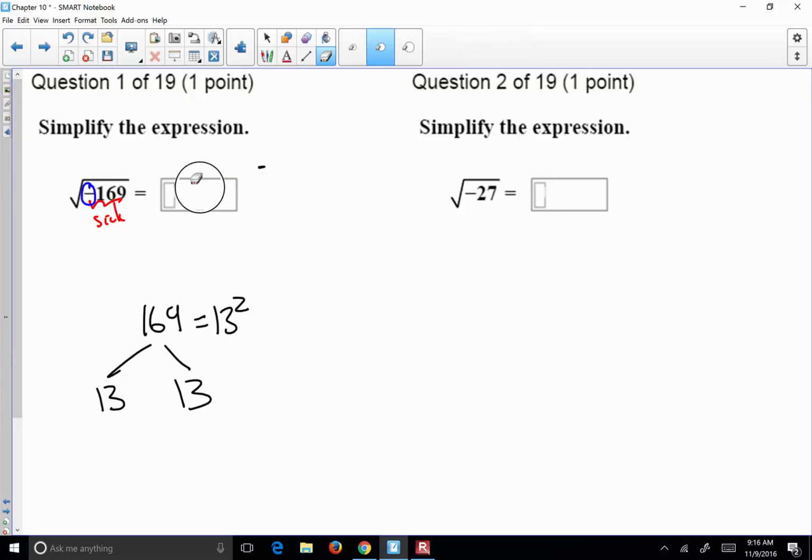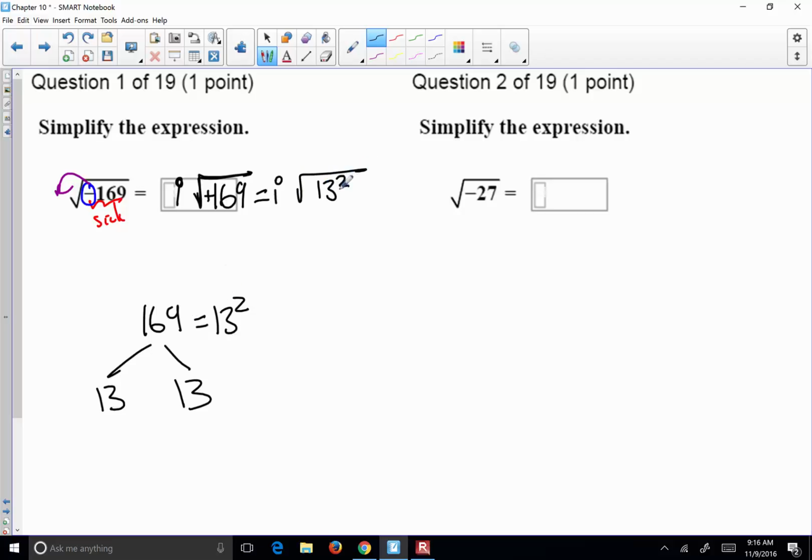Before doing anything else here, we need to take that minus out as i. So this is i times the positive square root of 169 now. And then you repeat everything else you did before. That's 13 squared, and 13 squared is going to pay off the guard. 2 goes into 2 once, so 13 to the 1 will come out, and no 13 will stay inside, so they cancel away.